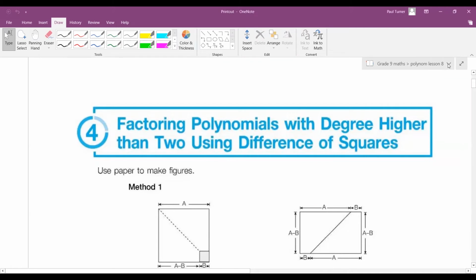So this is section 4 from the textbook. Now, this is related to the difference of squares rule, which we learned already. So if you recall, difference of squares was a squared minus b squared. And when you factorize that, you'll get a minus b, a plus b, like that. So when you expand that, you should get a squared minus b squared.